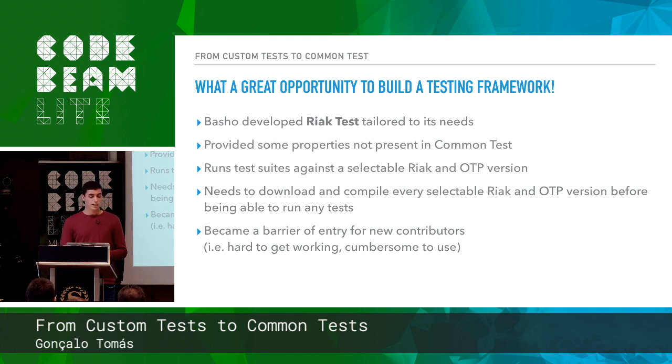So Riak Test provided the properties that I showed in the slide before. You're able to select a Riak version and an Erlang version, and it's going to download and compile every Erlang version and every Riak version that you can possibly select, and then run the tests against the version that you selected.